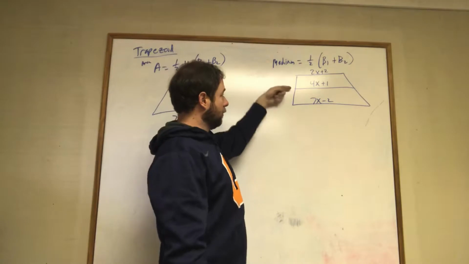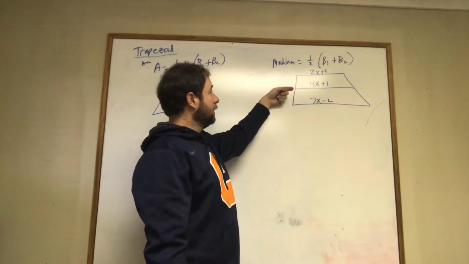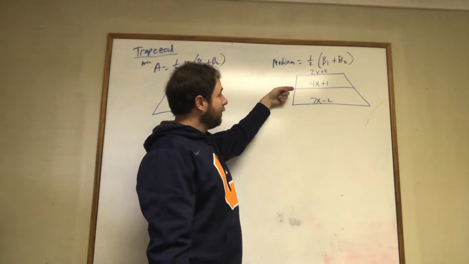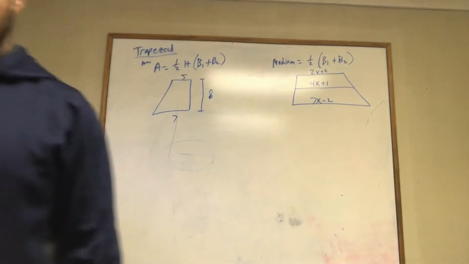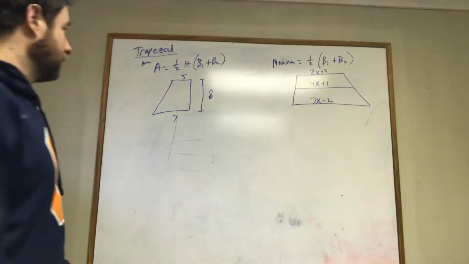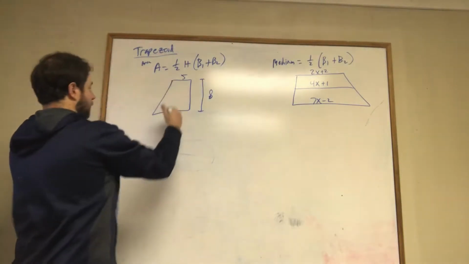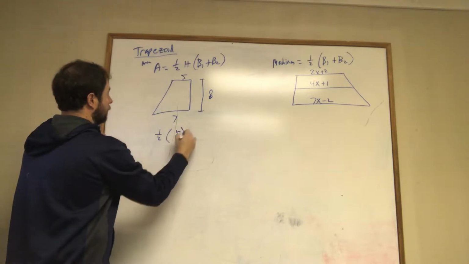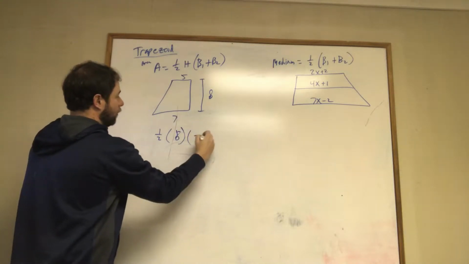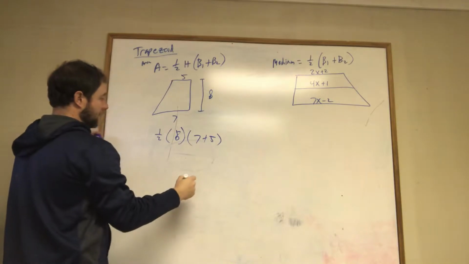And then the median, or the middle line, is going to equal 1/2 of base 1 plus base 2. So let's first look at the area of a trapezoid. And the area is going to equal 1/2 the height, 8, times base 1 plus base 2.